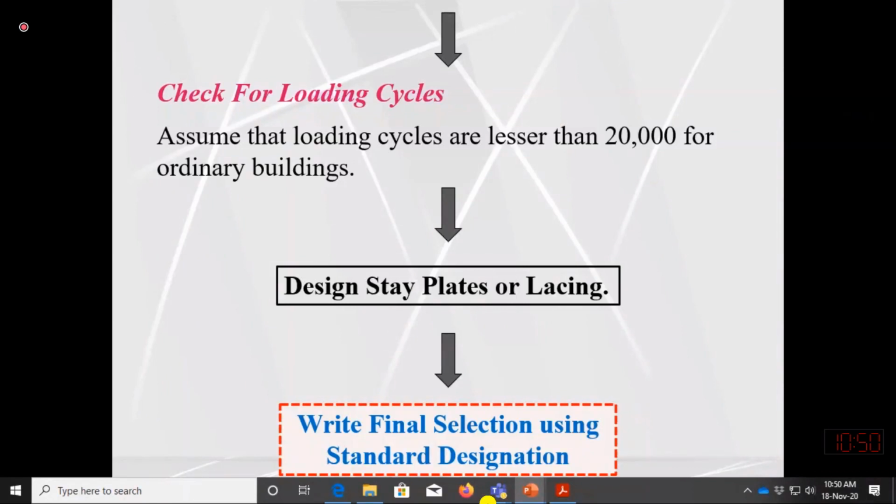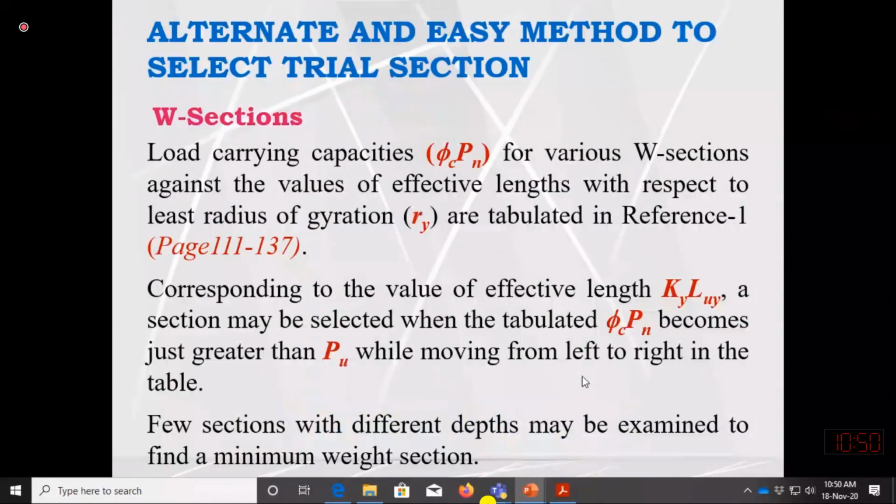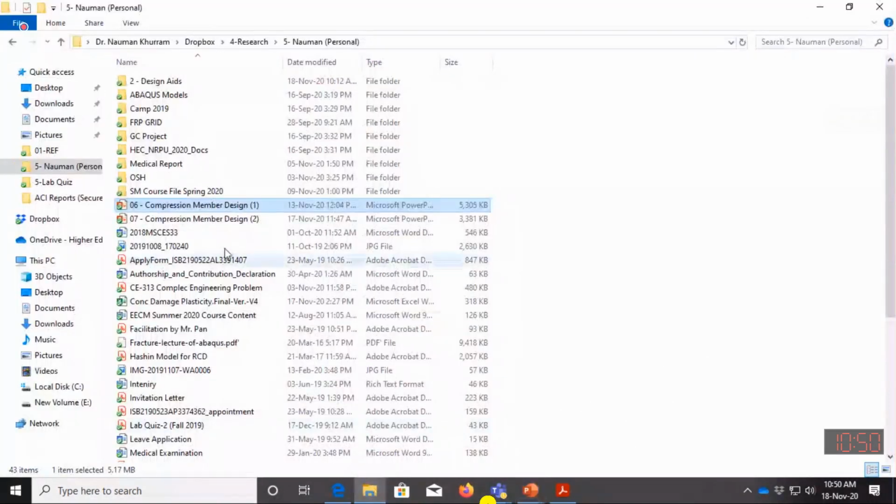And if it is a built-up section, we're supposed to design the number of stay plates or lacing and end-tie plates. And then at the end, we have to write the final section using standard designation. So there is another method. We can also select a section, if you want to design the compression member as a W section. So I will explain this method from these design charts.